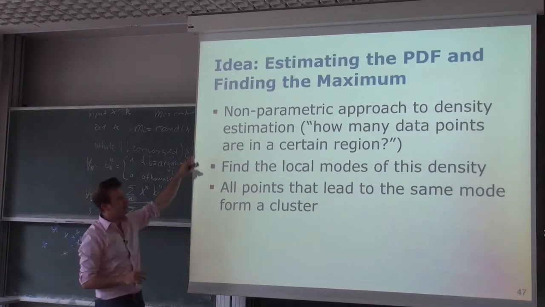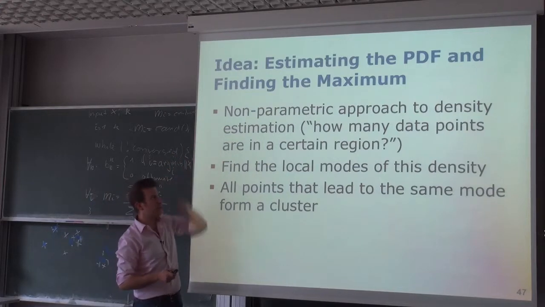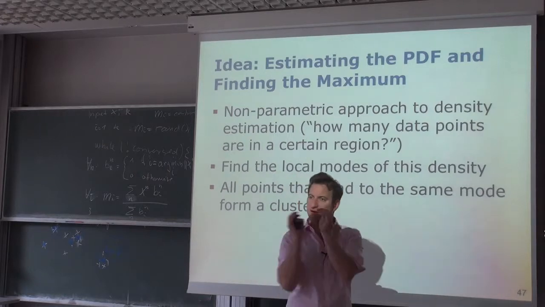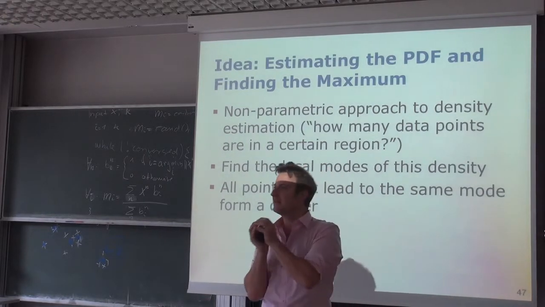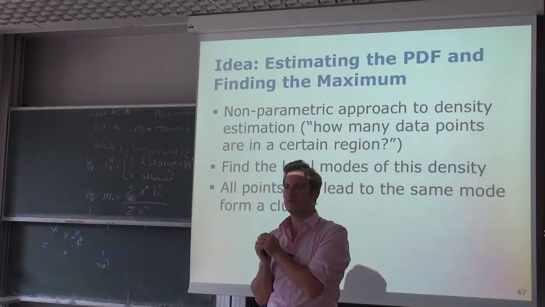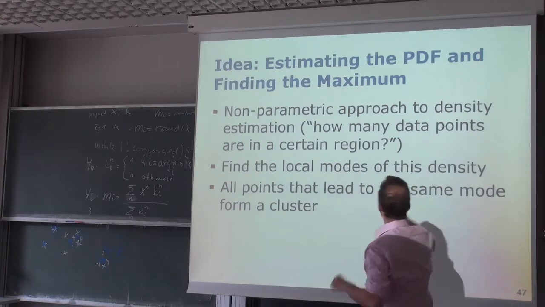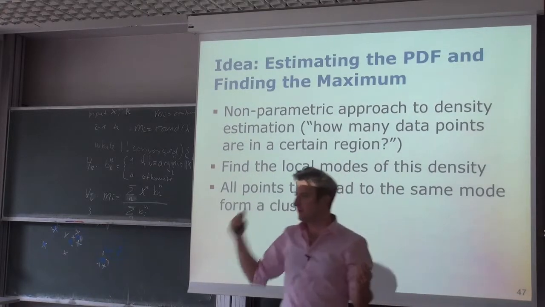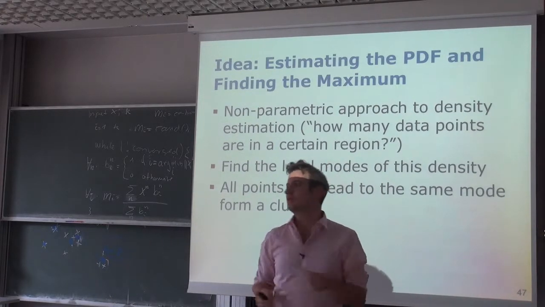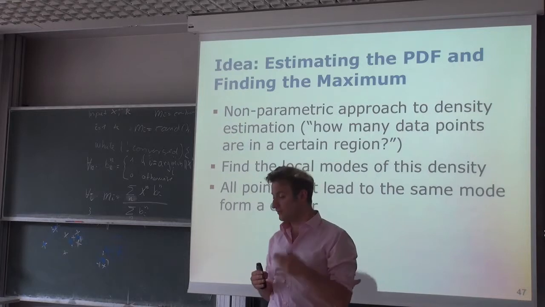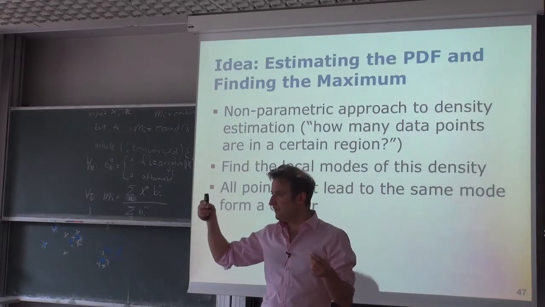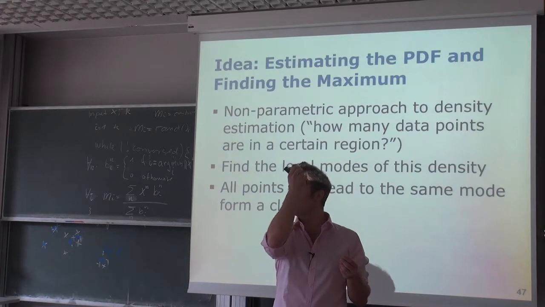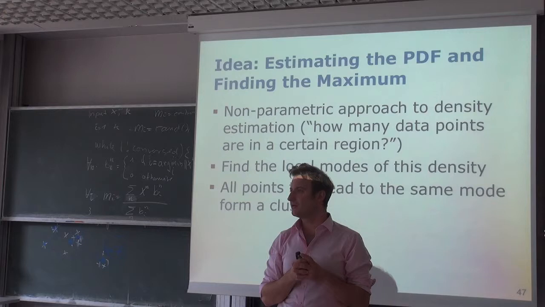First, I do a non-parametric estimation, and basically the question is how many data points fall into a certain region. So I define a region or a local neighborhood, and I count the number of data points which fall into this region. I'm interested in finding the modes of this density. The assignment of a pixel to such a mode is simply by saying, if I follow the gradient through this density function and I end up at the same mode, then the point belongs to the same cluster.